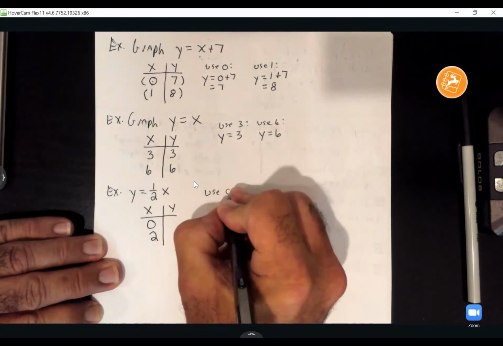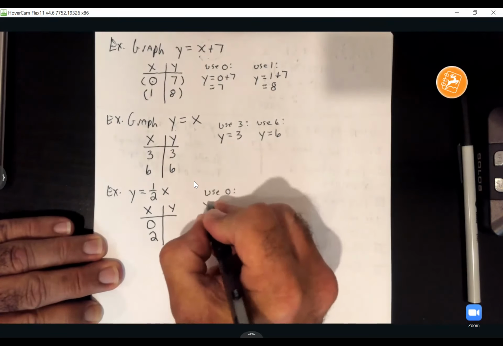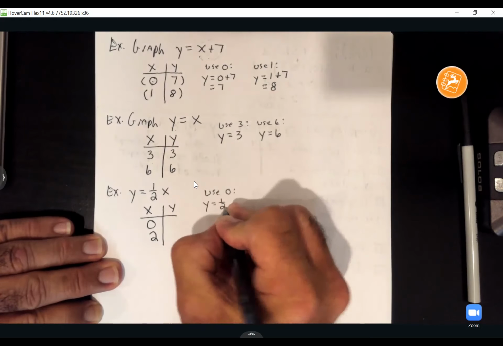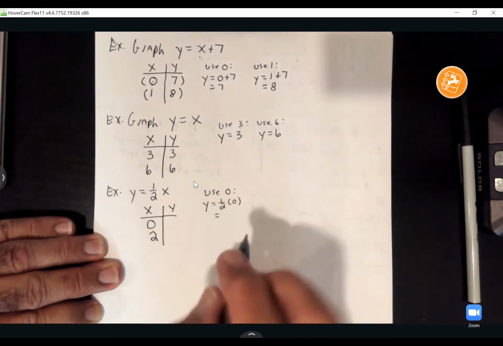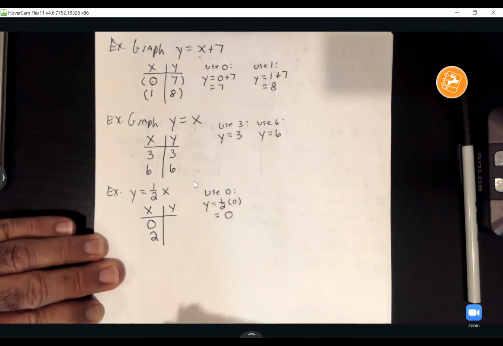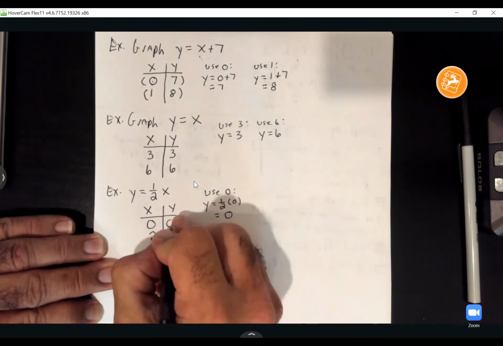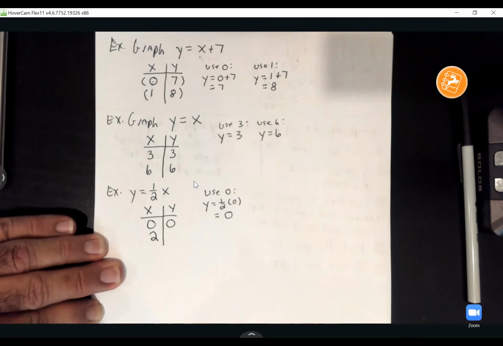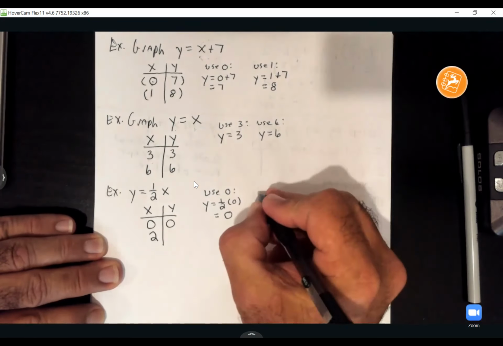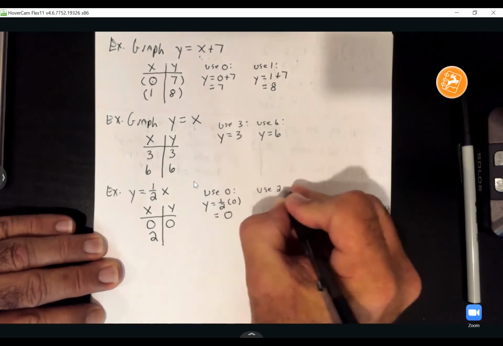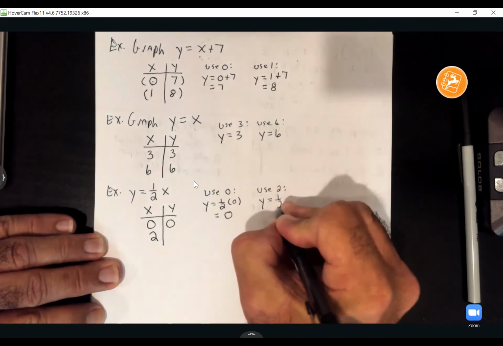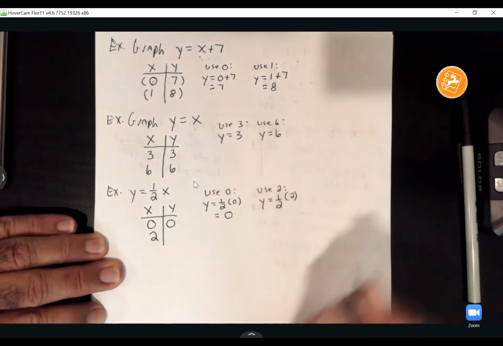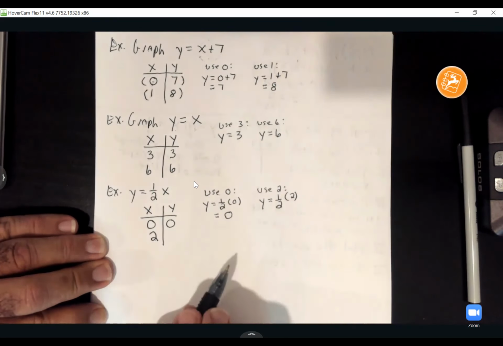So first, let me use the 0. Y equals 1/2 times 0. Well, y'all, anything times 0 is a 0. So that first point will be 0, 0, which is in my origin. Now, when I use the 2, that'll give me y equals 1/2 times 2. So see the reason I picked that 2?